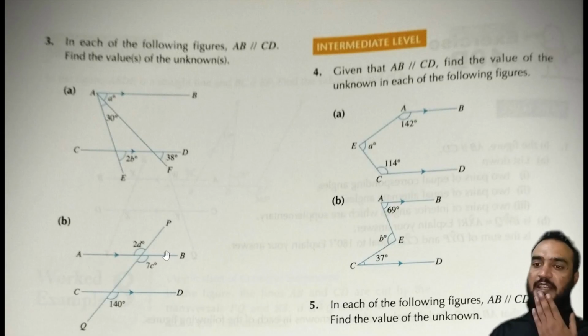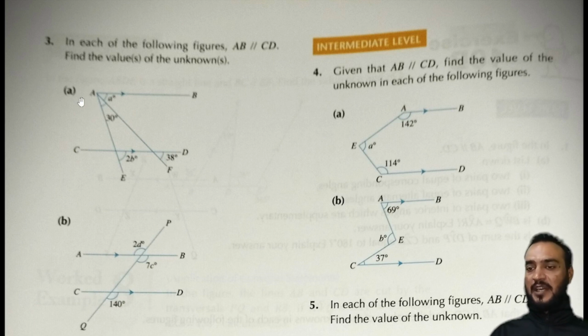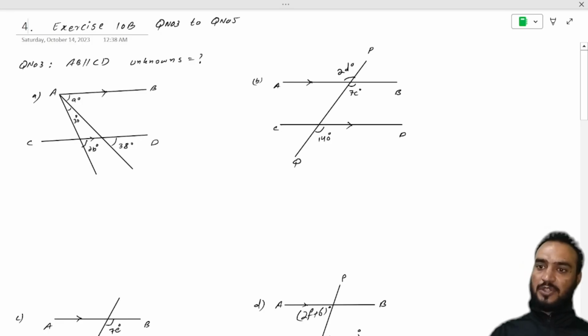So this is question number three. In this question, he is asking that in each of the following figures, AB is parallel to CD. Find the values of the unknowns. This is a similar question to question number two. It has three parts. We have to find the values of unknowns in all these parts. So let us solve question number three.